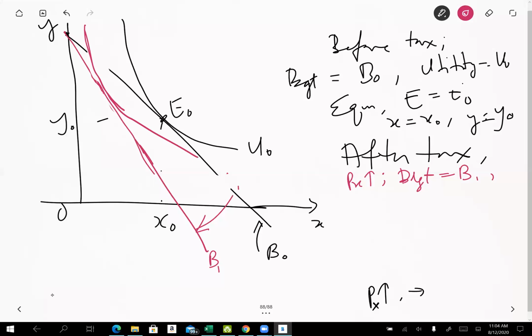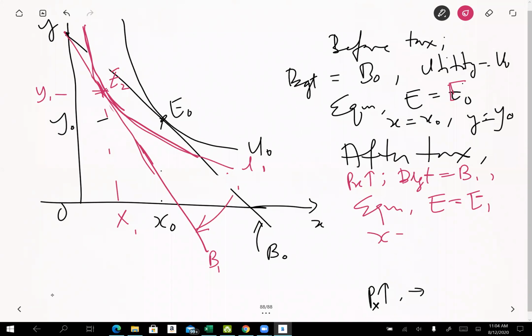Will be like that. That's U1. Over here. Okay, equilibrium will be there. So we call that equilibrium E2. You get X1 and then Y1. Okay, the budget line is B1 due to the rotational shift. Equilibrium now is E1. X equal to X1, Y equal to Y1.